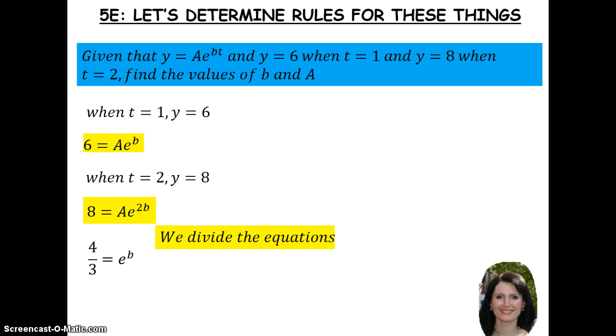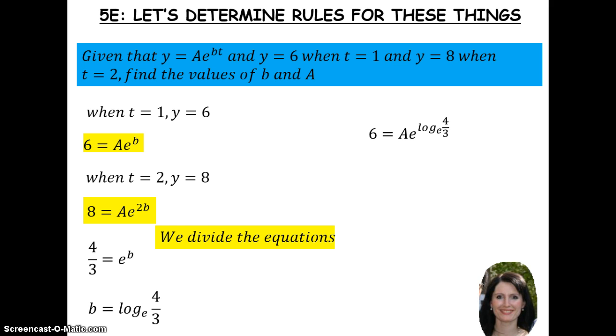a divided by a, that cancels out. e to the power of 2b divided by e to the power of b means we say 2b minus b, which is just b. 4/3 equals e to the power of b. b equals log e 4/3. So let's substitute that in for b. 6 equals a e to the power of log e 4/3.